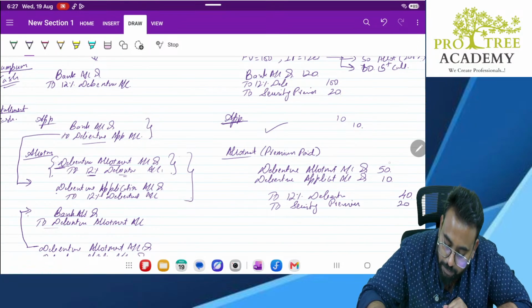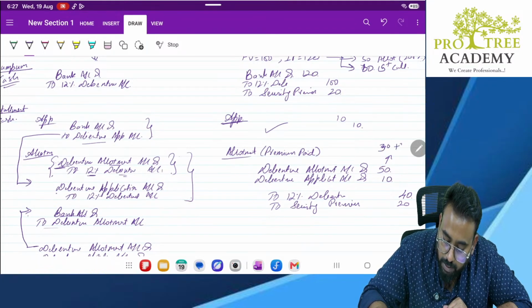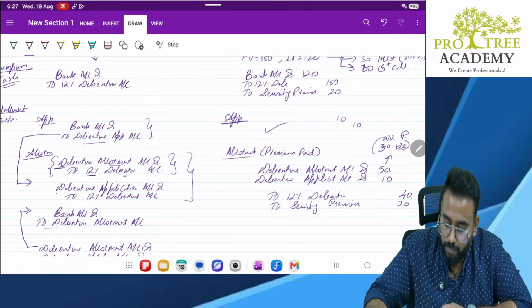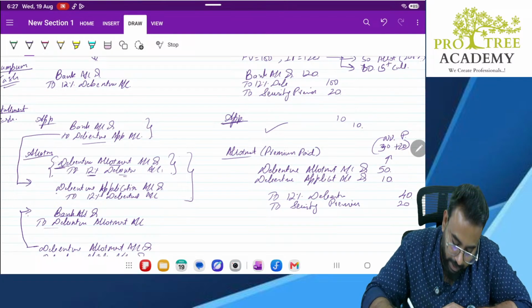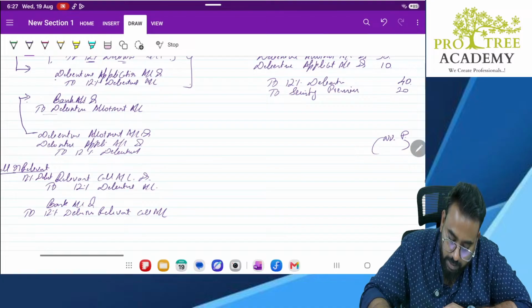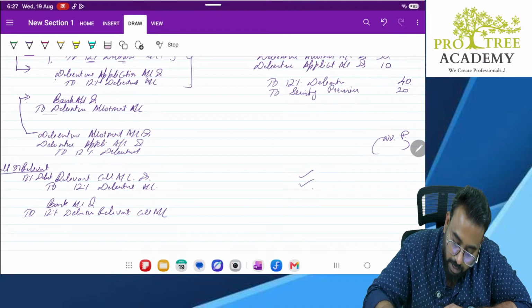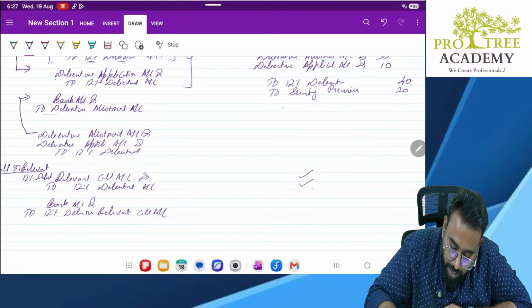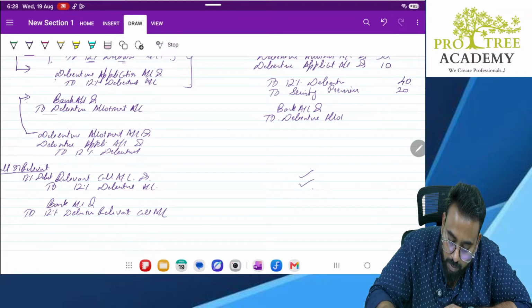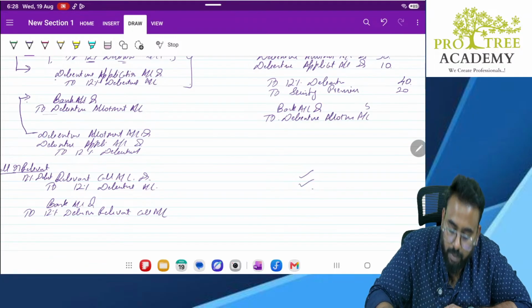Yes, because this 50 has 30 plus 20. 20 is premium. This is nominal value. Clear? Yes. Next, the relevant call remains the same. Here the bank account entry will be bank account debit to debenture allotment account. How much? 50.